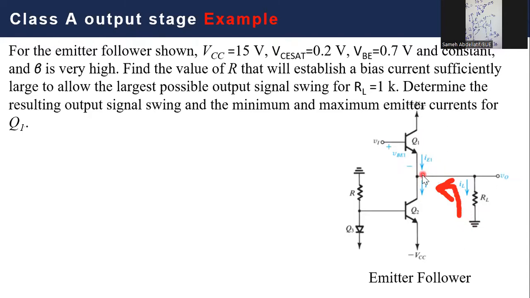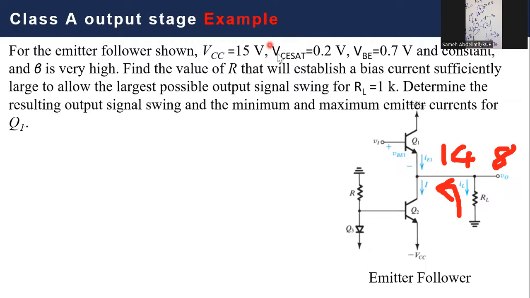What is the value of this current? Simply, it's 0 minus negative 14.8, which is positive 14.8 over 1 kilo, which is again 14.8 milliampere. So the current here is flowing, as you can see. Let me open the pointer again. So the current here is flowing from the ground to this node with 14.8 milliampere.